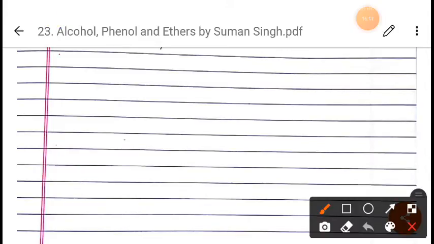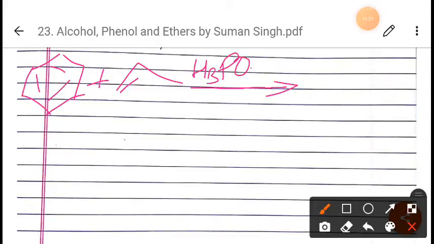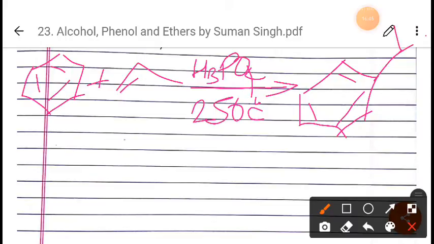Suppose we are using benzene here. If it reacts with propene in presence of H3PO4, at around 250 degrees Celsius under high pressure, it will give cumene. The cumene structure is like this. This is the cumene.